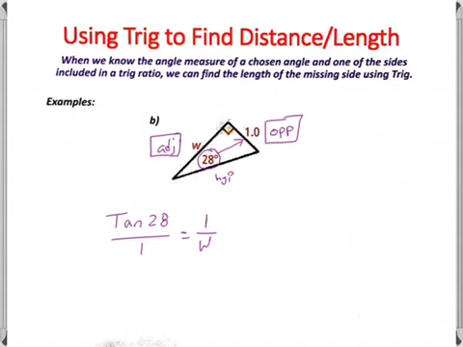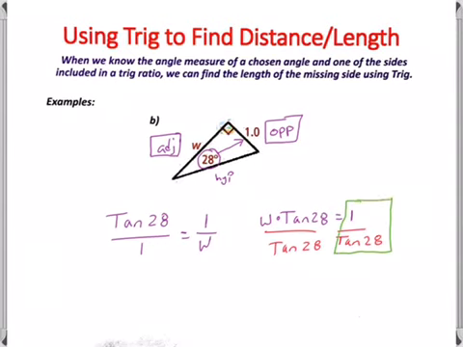So now we'll cross multiply, and we've got W times the tangent of 28 equals 1. We want the W to be by itself, and the only way we're going to do that is if we divide both sides by the tangent of 28. So right now, we can plug this part of the problem into our calculator, or 1 divided by the tangent of 28. And when we do this, we get that W equals 1.88 roughly.